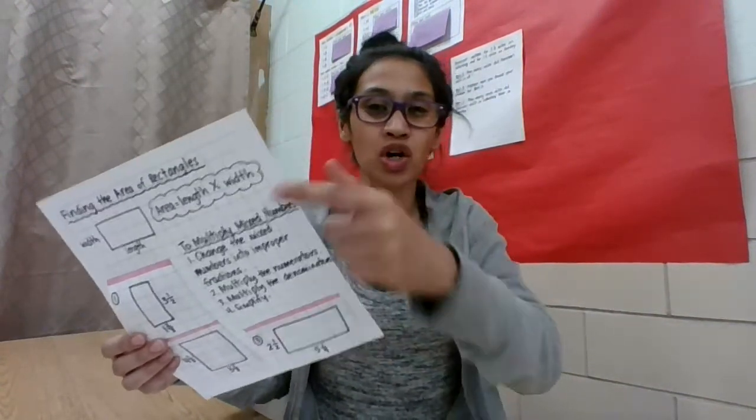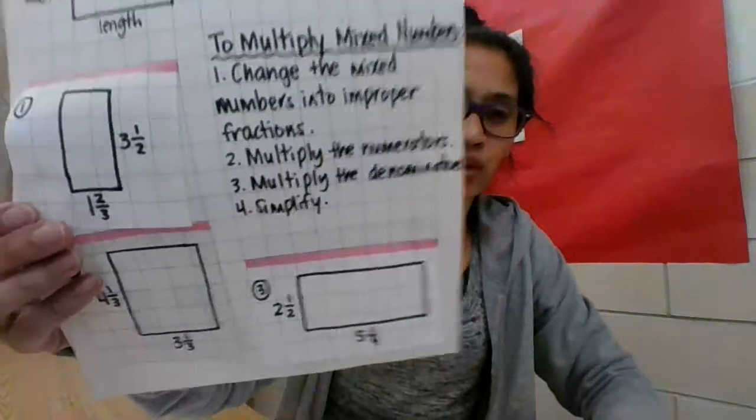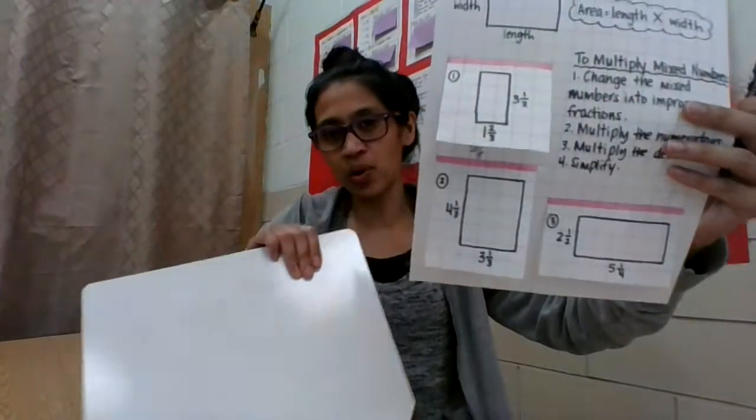All right, so I'm not going to work all of these out. Like I said, the answers are here to help you out in class, so you can take a look at those. But I'm going to go ahead and work through number 1 with you. I'm going to write it on the board. It says 1 2/3 and then 3 1/2. So we know to find the area, we multiply. So I need to write 1 and 2/3 times 3 1/2.